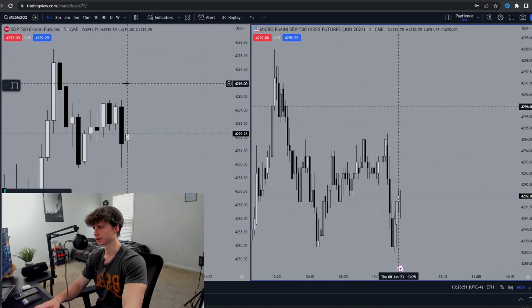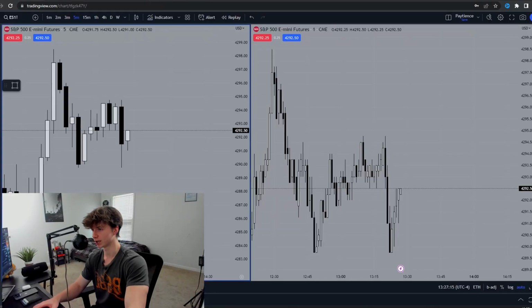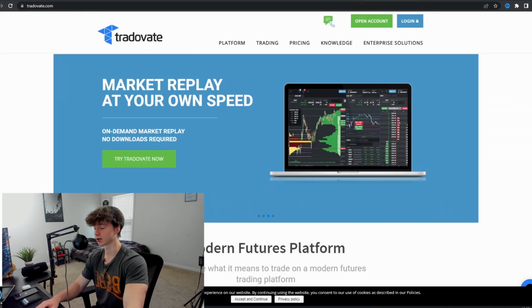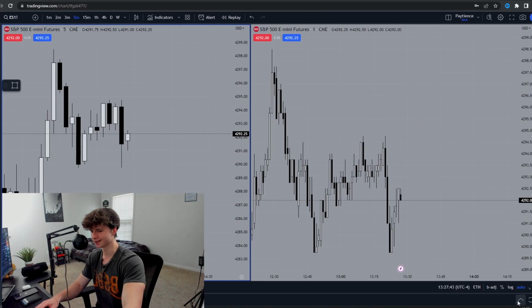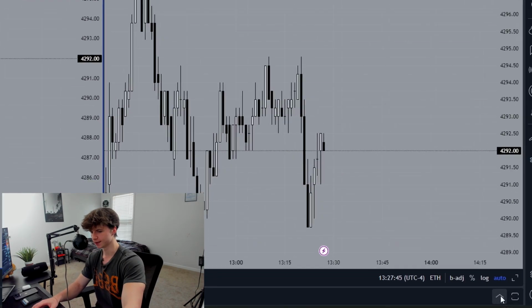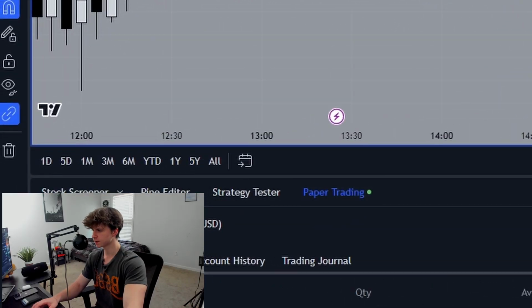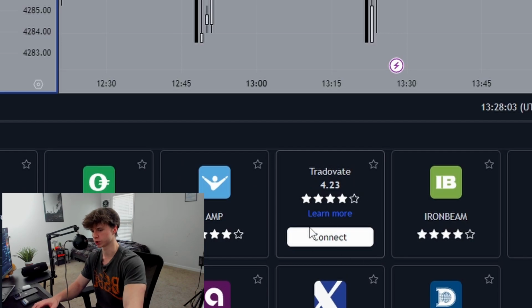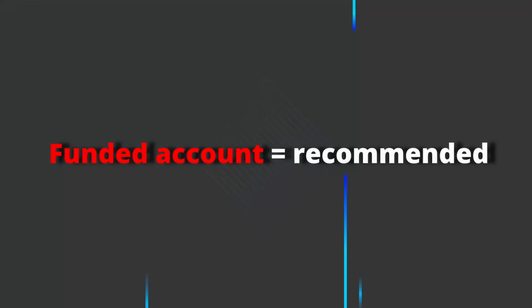I just prefer ES. But now you may be asking, what apps should I use to trade all of this? What I use is TraderBait, and then I connect it to TradingView, which is what we were trading on. The way you do that is super simple. You go to this bottom panel on TradingView, click this, and it's gonna say see broker list. Click that, find TraderBait, which is right here, type in your login info, and you got it.